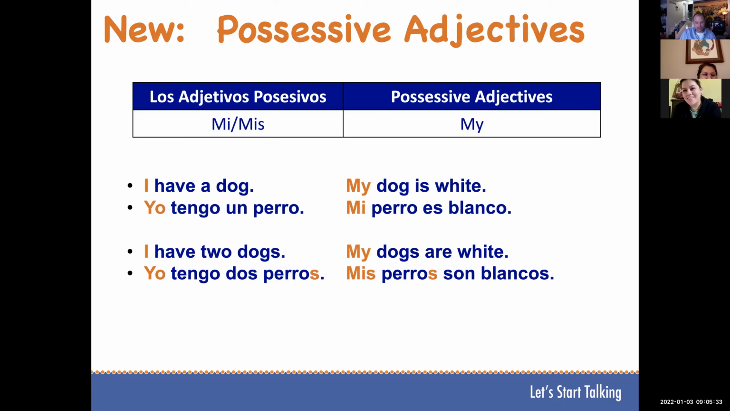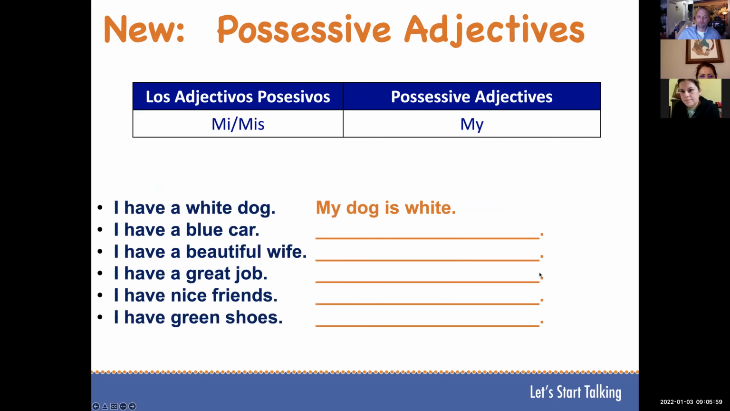All right, let's wrap things up with possessive adjectives, okay? So remember in English, para hablar de las cosas que tú tienes, posesivo, sí, podemos usar una palabra como mi o mis, pero en inglés solo tenemos la palabra my. So let's look at these examples here. I have a dog, my dog is white. I have 2 dogs, my dogs are white. Okay, so we have an example for you. I have a white dog, my dog is white.